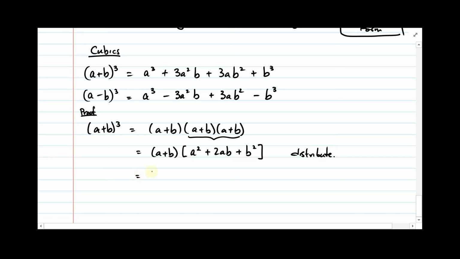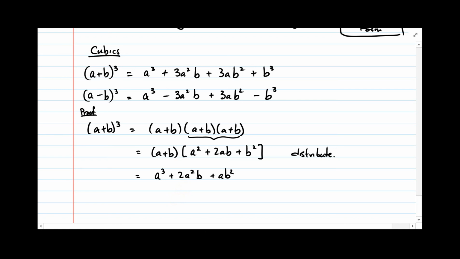Right, so I'm going to multiply throughout by a. I get a cubed, 2a squared b, and ab squared. So I've done the partial product by a. Now let's do the partial product by b.